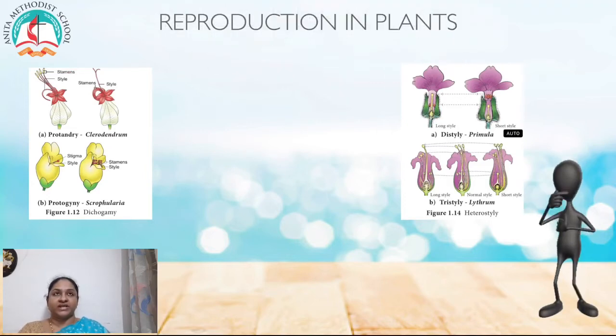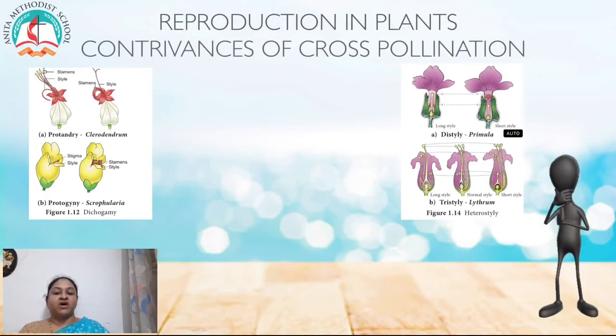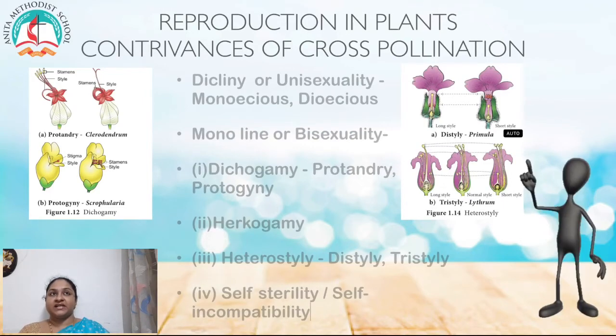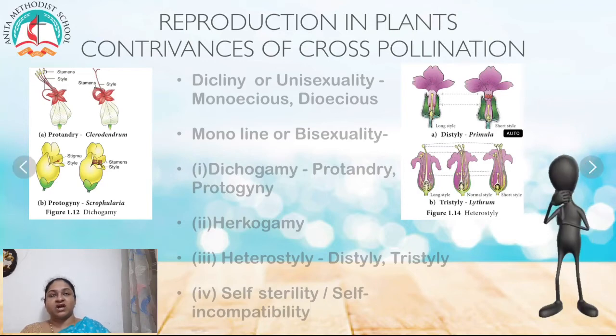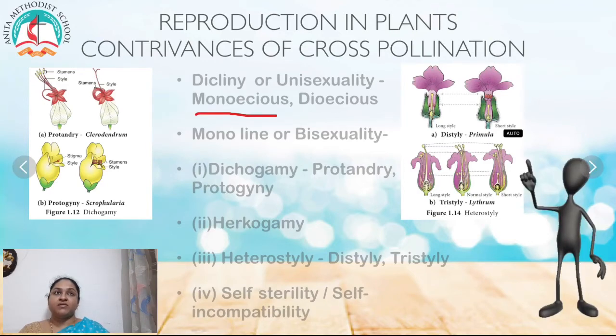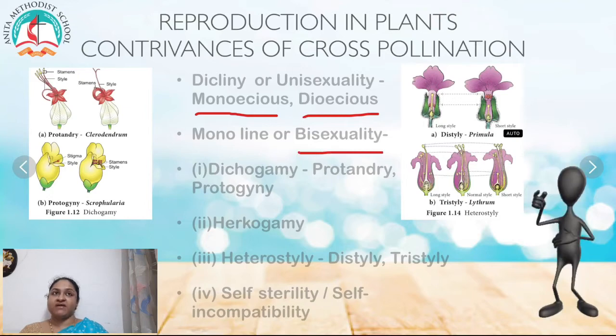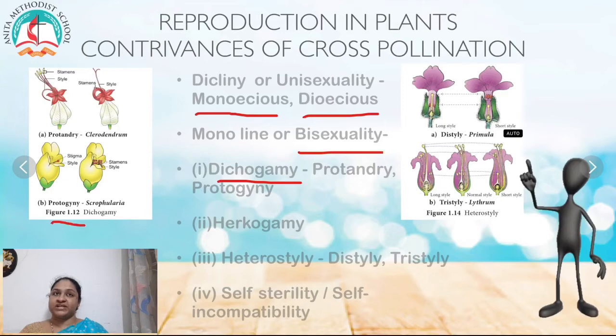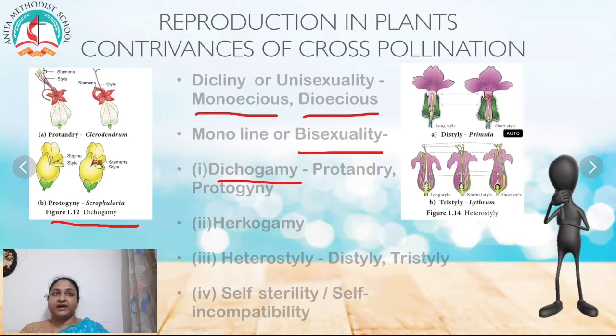Contrivances of cross-pollination. The first one is decliny or unisexuality. Under that, monoecious: male and female flowers on the same plant, like maize, and dioecious: male and female flowers on different plants. Then monocliny or bisexuality, where you have dichogamy. Under dichogamy, in bisexual flowers, anthers and stigmas mature at different times and it checks self-pollination.